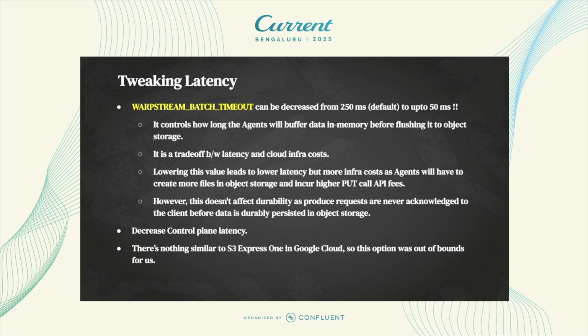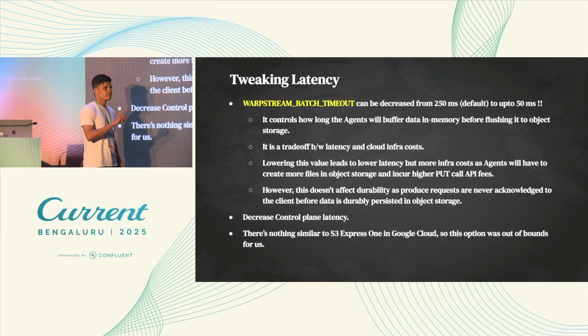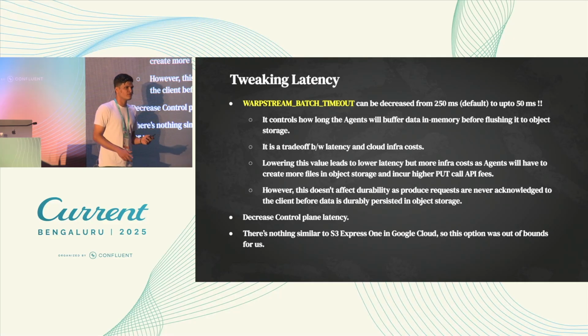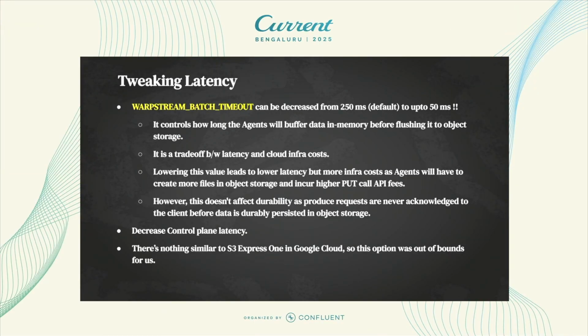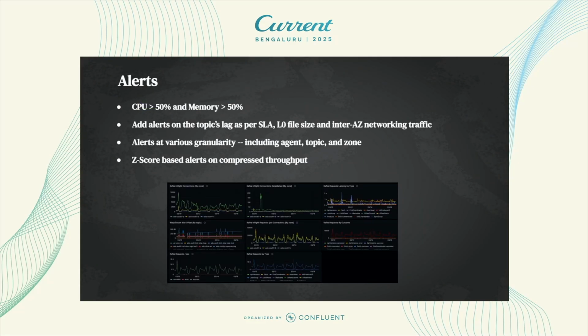Yeah, so latency. For latency, like Shubham mentioned one thing, you can use S3 Express One if you have AWS. Apart from that, you can decrease the control plane latency, and you can also decrease the batch timeout. As I mentioned, you can increase it from 250 to 500, but you can also decrease it up to 50 milliseconds. So these are some tweaks that we can do, but obviously your cost will increase. This is about latency, but it still won't be very low, but this is something we can tweak.